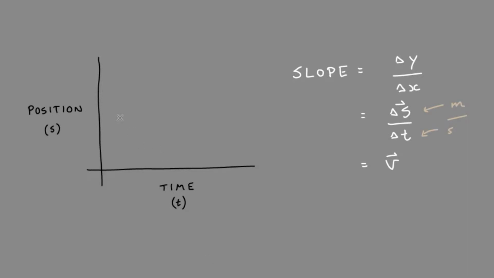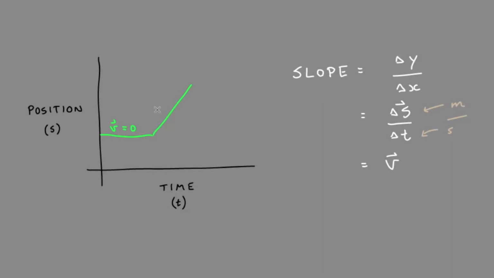Let's look at some examples. So if we had a horizontal line, what would we say about this velocity? We would say that the velocity equals 0. Whereas with a positive slope, we would have a positive velocity. What is a positive velocity?